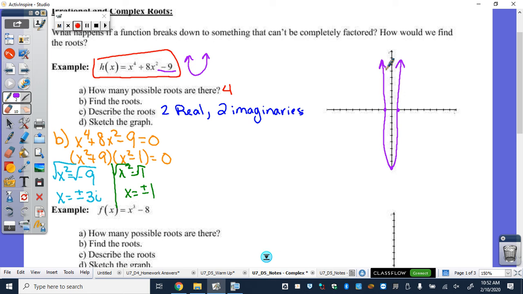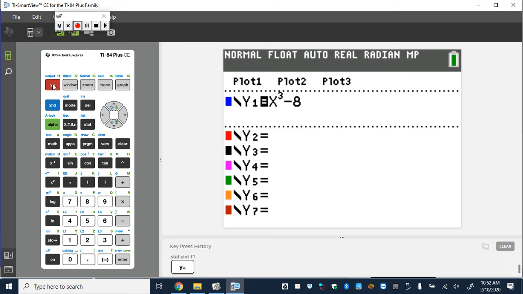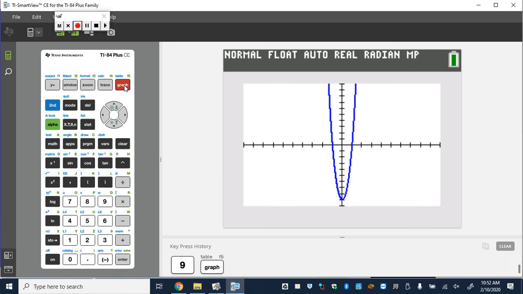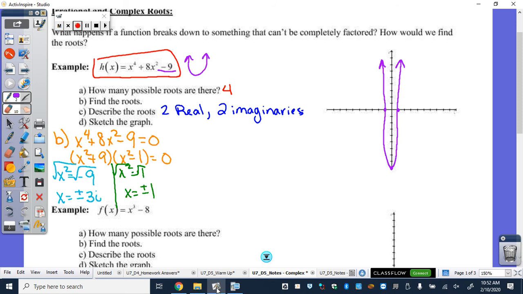So let's check this. Let's see how we did. In your calculator, under your y equals, type in our equation. Let's see if our graph matches the graph in the calculator. Does it match? Yep, that's exactly like what we just drew. All right, let's try again.